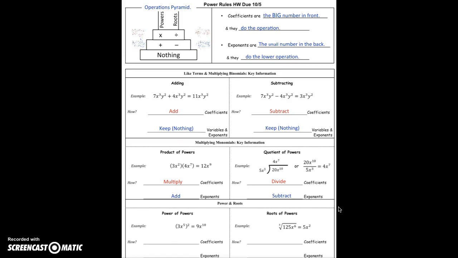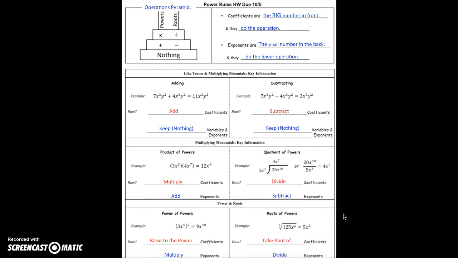Finally, we have the power of power rules. So in this case, we have 3x to the 5th being squared. If we're squaring something, what are the coefficients going to do? You guessed it. They are also going to square because they do exactly what you say. And so they're going to be raised to the power that you say you're going to raise them to. The exponents, on the other hand, if you look under powers, they're going to do one level below, and one level below under powers is multiplying. So our two exponents, 5 and 2, 5 times 2 will give us the 10.